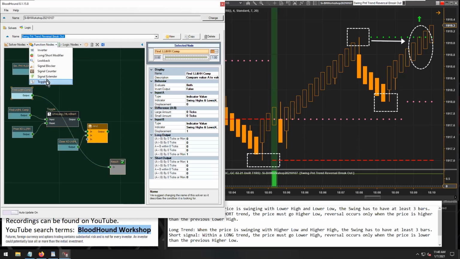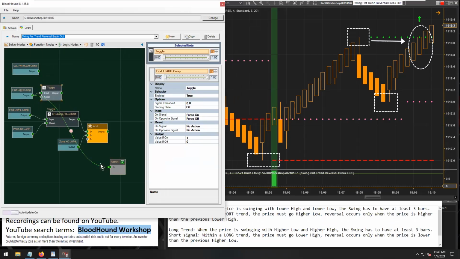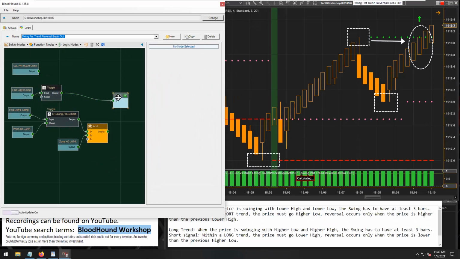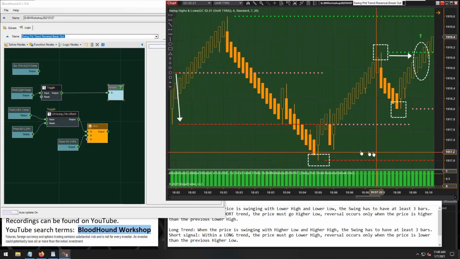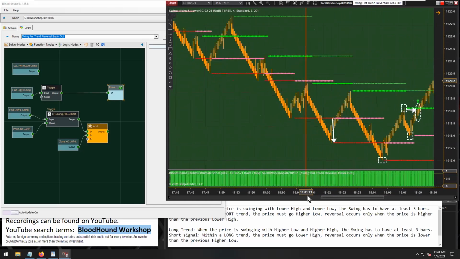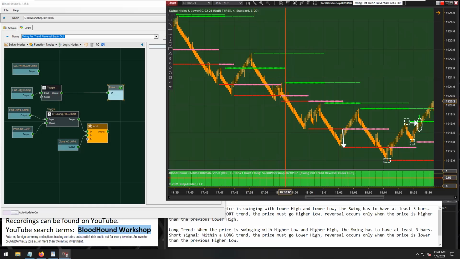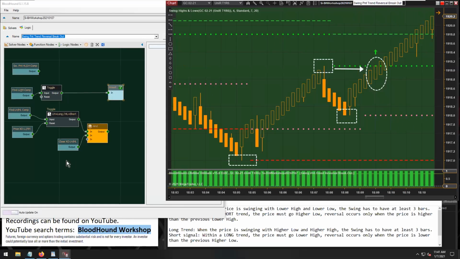Okay, so we're going to shove that into a toggle node. We're going to stick this into a toggle node here. So whenever we get these lower lows, we need to extend that long output forward until we get to our signal. But as you can see, the toggle node is not turning off. So we need something to turn that toggle node off at some point.